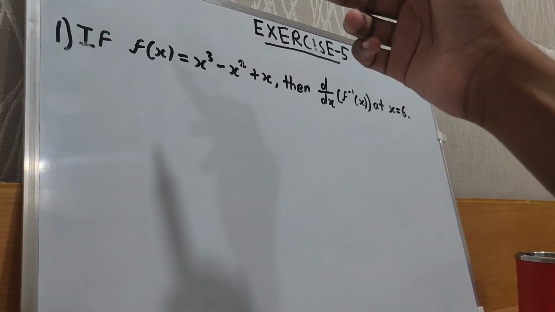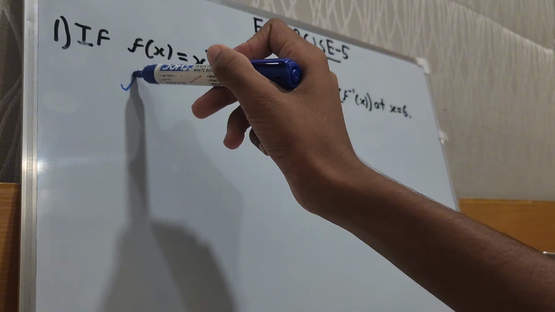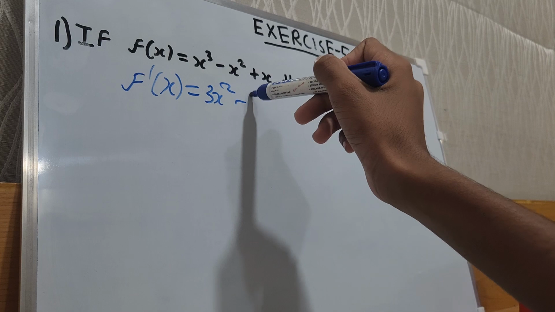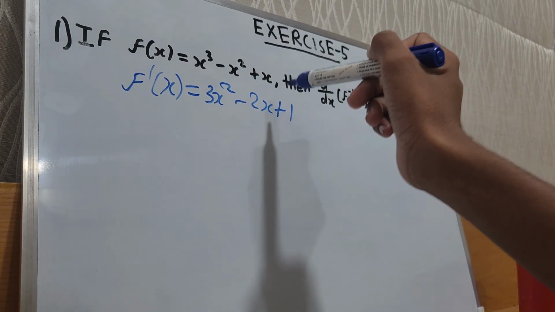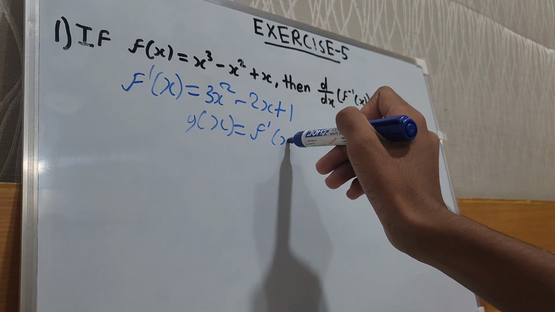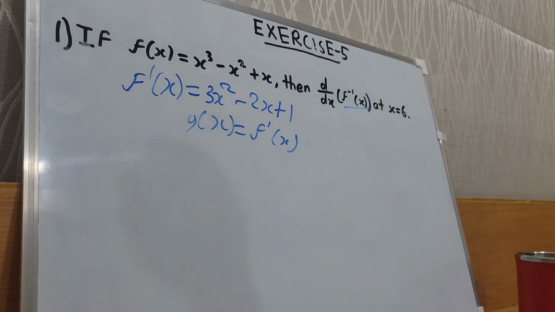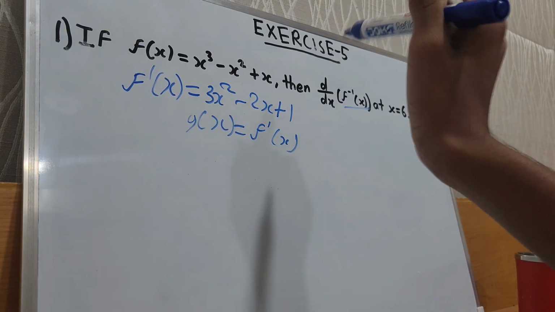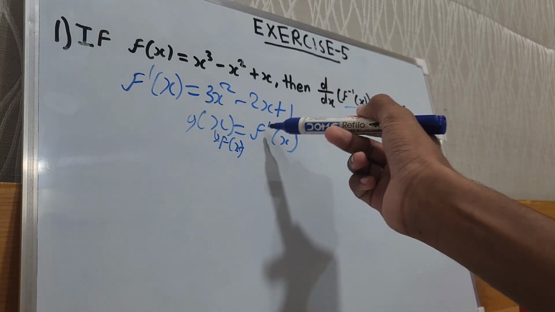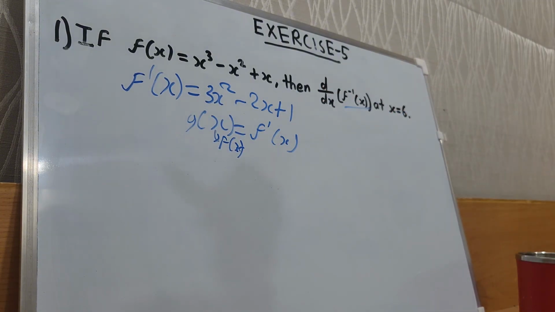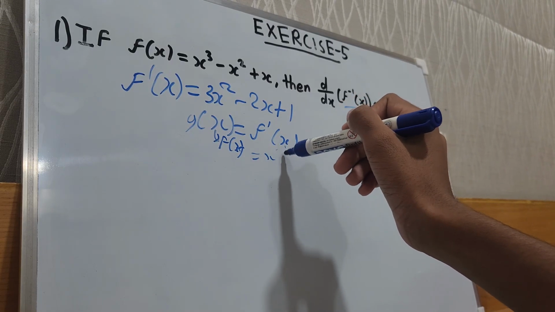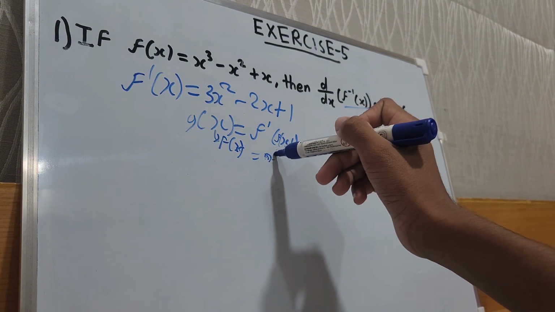So how I do it is, first we differentiate f with respect to x, we get f'(x) = 3x² - 2x + 1. Now we can take g(x) = f⁻¹(x), because they are asking this. Take it as g(x), and now we keep f(x) in place so we can simplify. f⁻¹(f(x)) is x, like that we can simplify. Then it will become equal to x.